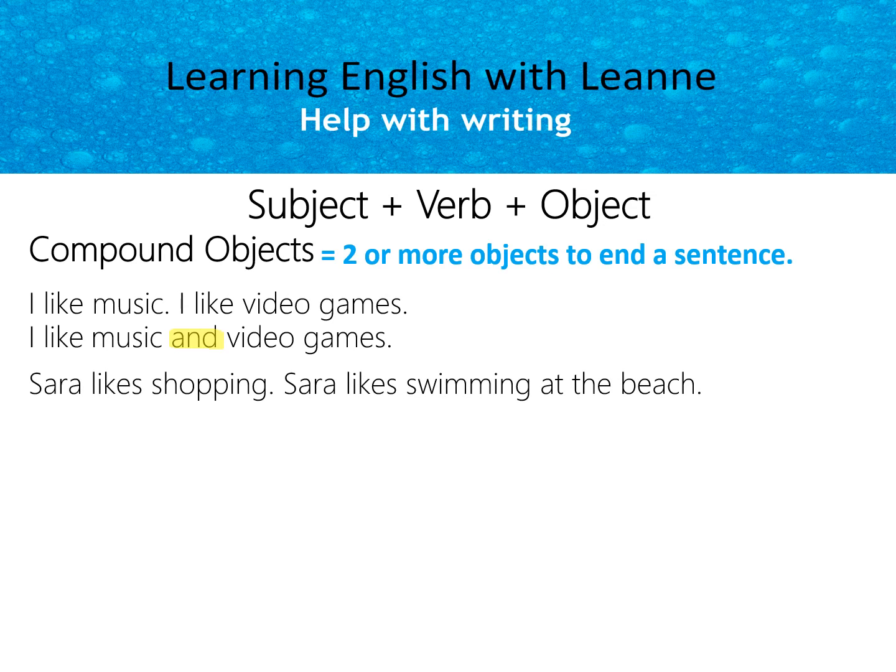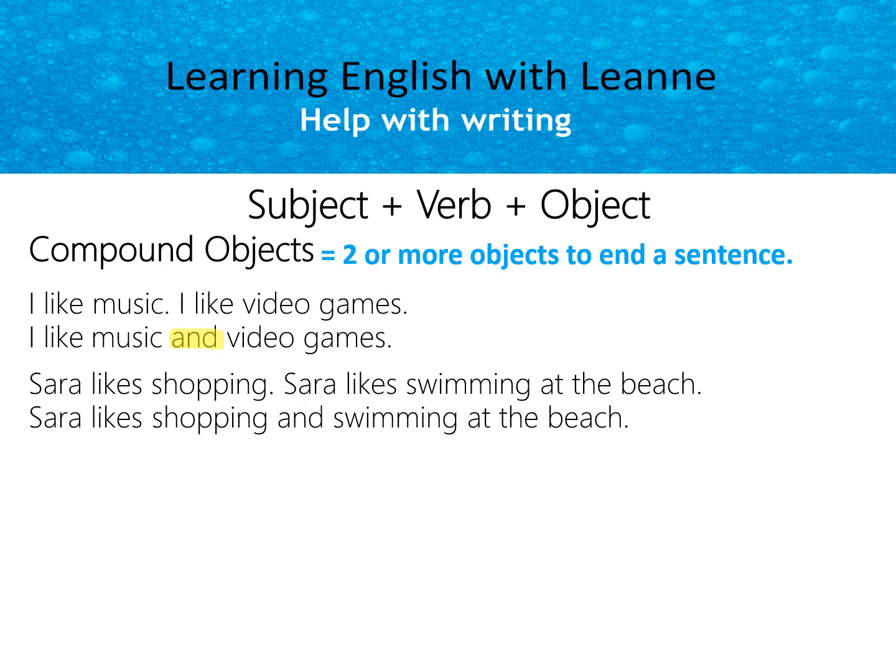Here's another example. So the subject is Sarah and the verb is likes, to like something. So the objects are different. The first one is shopping and the second one swimming at the beach. So we keep the subject and the verb. Sarah likes, and then our two objects in the one sentence. Shopping and swimming at the beach. Okay, so you can see we used and again to connect together the two objects.